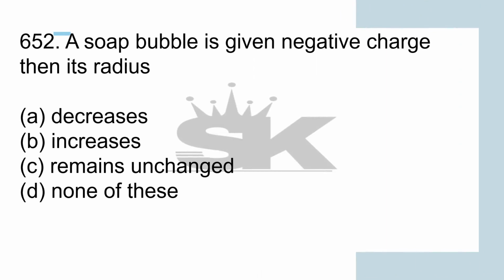A soap bubble is given negative charge, then its radius. So here the answer is increases. If a soap bubble is given a negative charge, then its radius increases. The negative charge will distribute itself evenly over the surface of the bubble, and repulsion between the negative charges will cause it to expand until the tension can bring it to equilibrium.